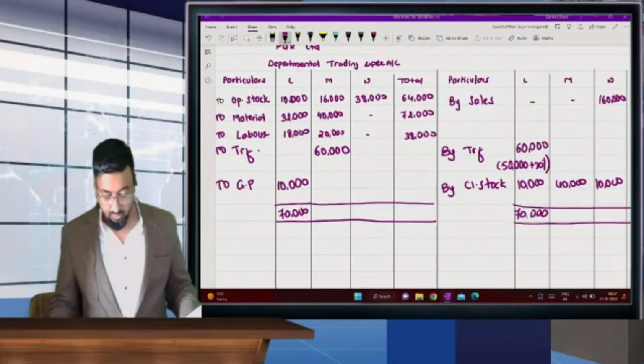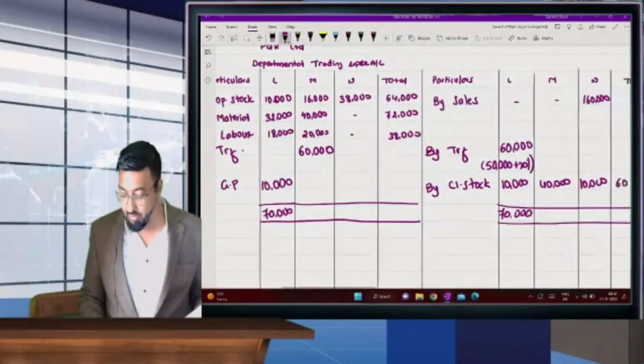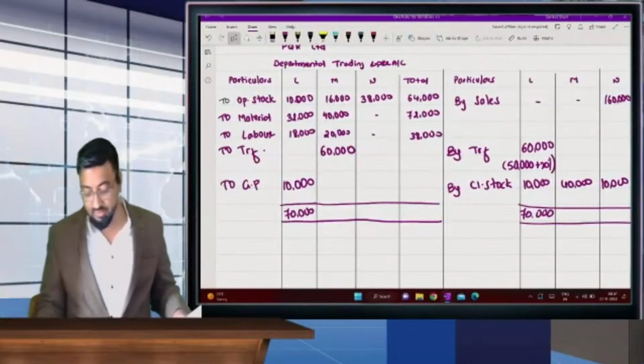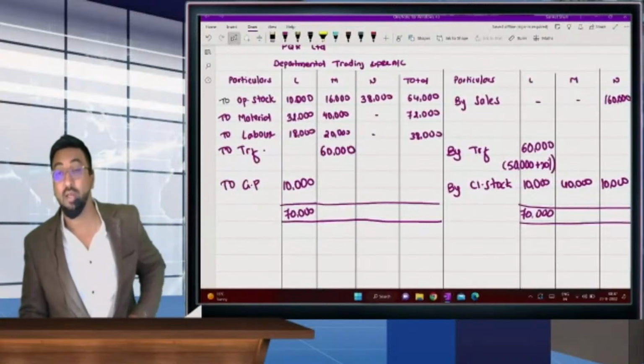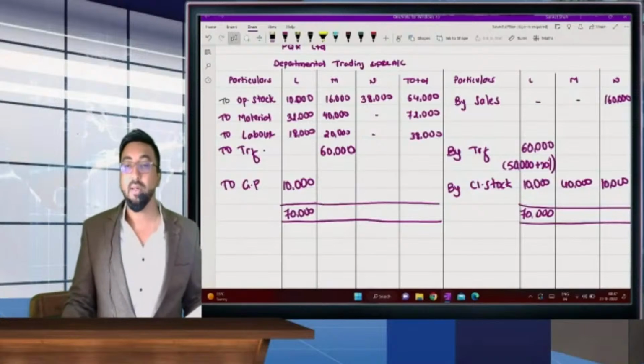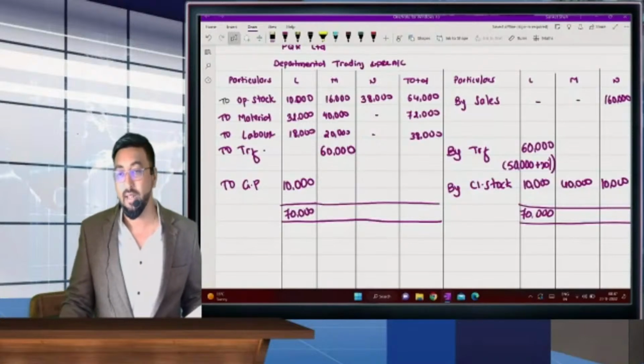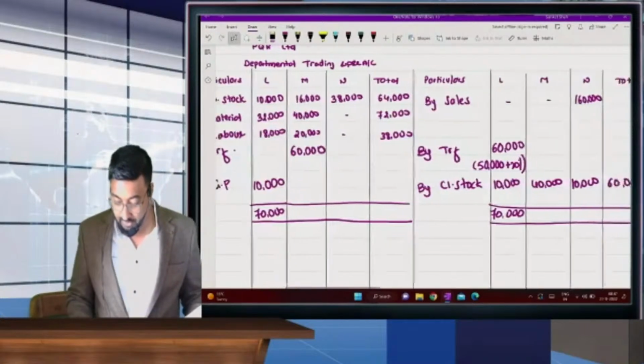70, 70. Now this is very important. So 50,000 का माल 60,000 में बेचा. You sold 50,000 goods at 20% extra, means you are in profit of 10,000. Now second one is very important.